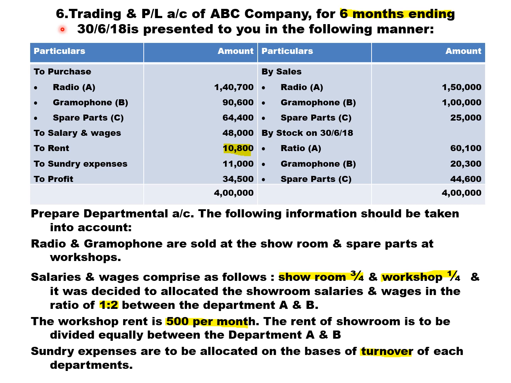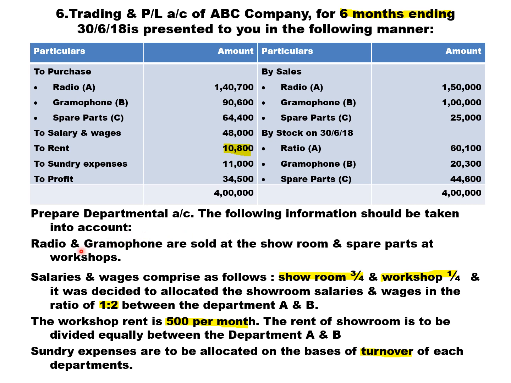So we have purchases for department A, B, C. There are three departments. Department A deals with radio, Department B deals with gramophone, Department C deals with spare parts. So the names of the departments are A, B, C. Then salary and wages, rent, sundry expenses and the profit. Sales are given separately for Department A, B, C. Closing stock is given separately for A, B, C.